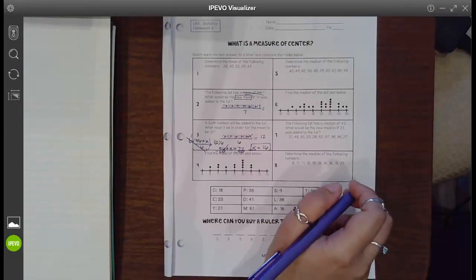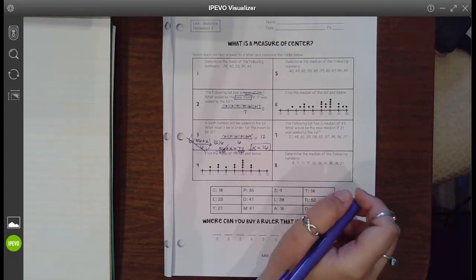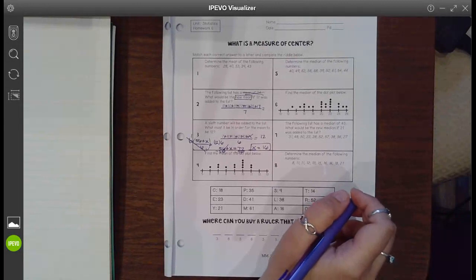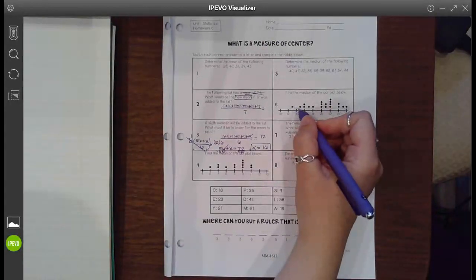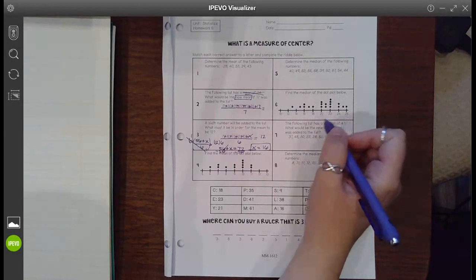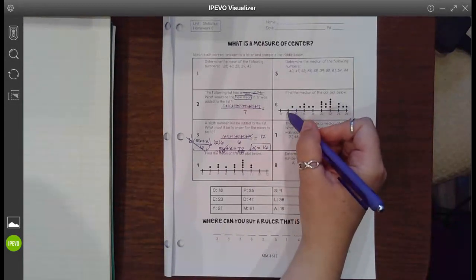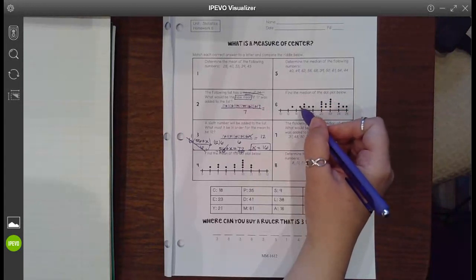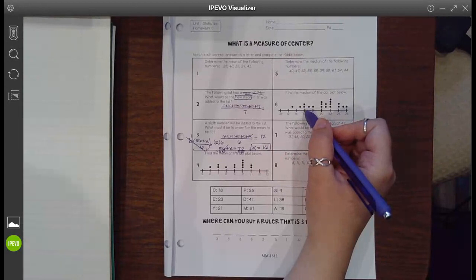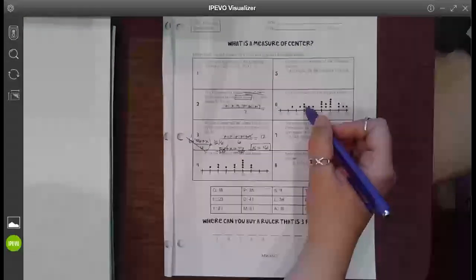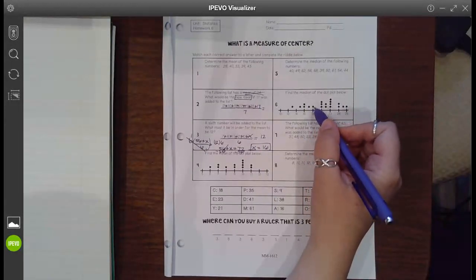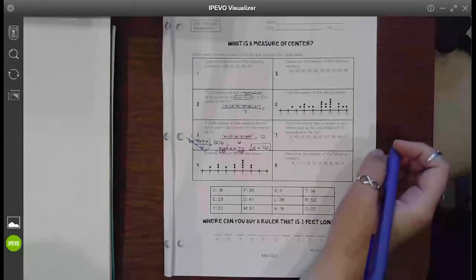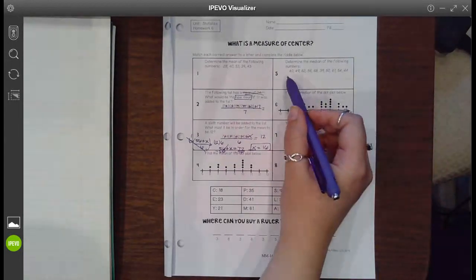Okay, the next one I want to help you on is number 6. This one's not so tricky. I just want to point out to you that these dots are representing data values. So you have something between 12 and 14, so that's 13. And then this is between 14 and 16, so that's 15. And then there are 2 dots at 16, 1 dot at 17, 1 dot at 18, etc. So the dots are representing the data values as if you were to just list them out.